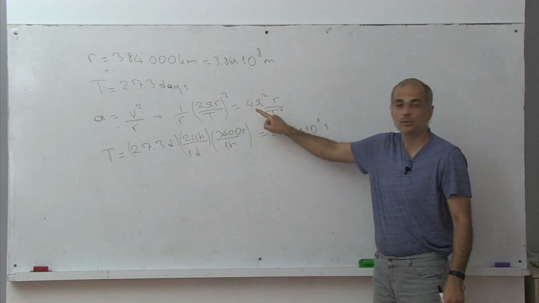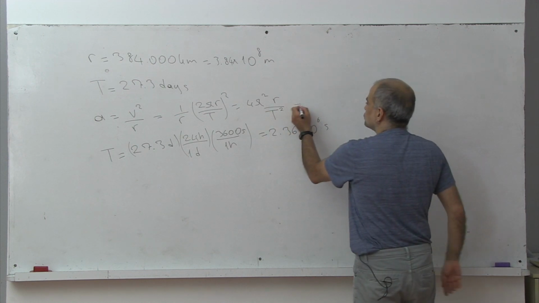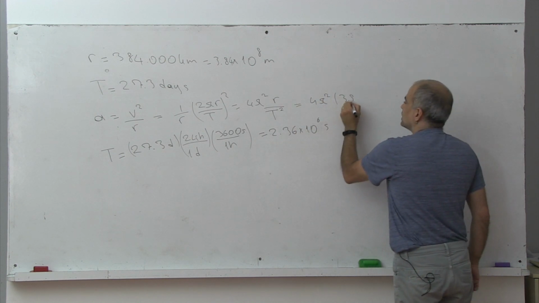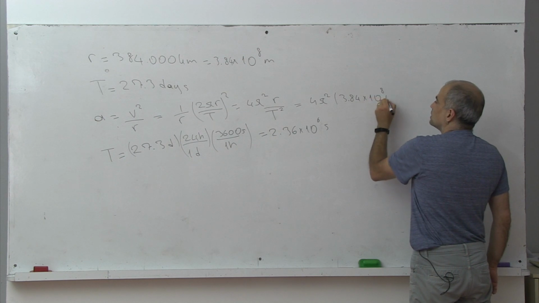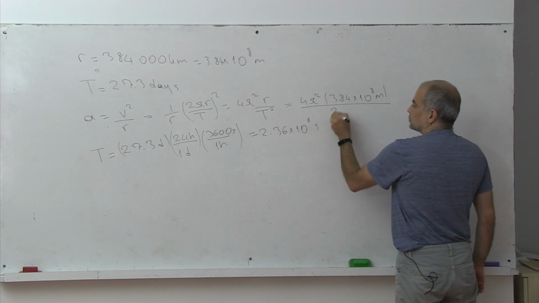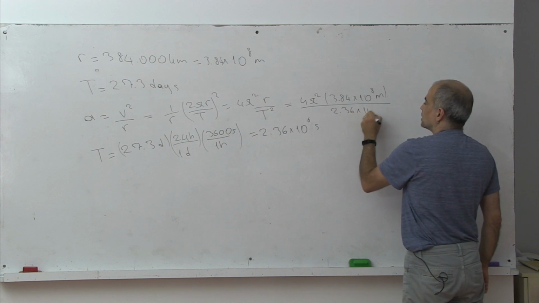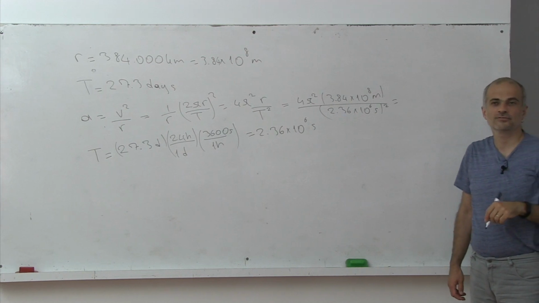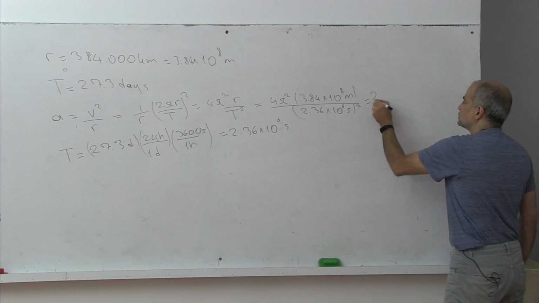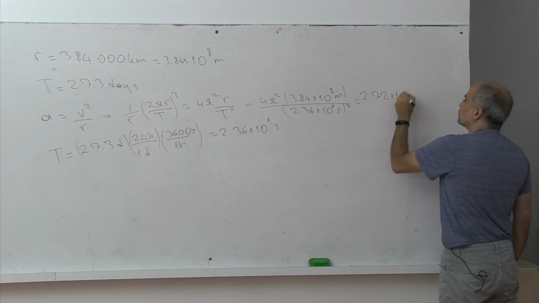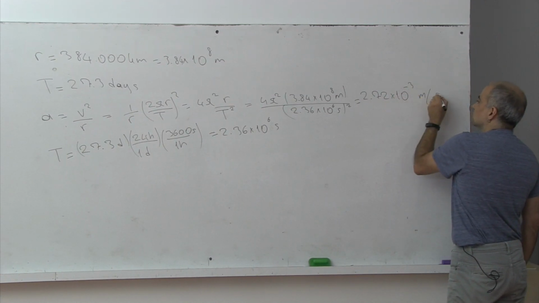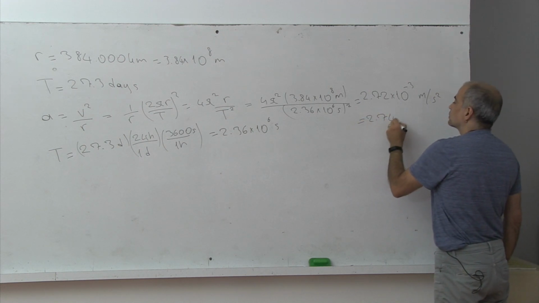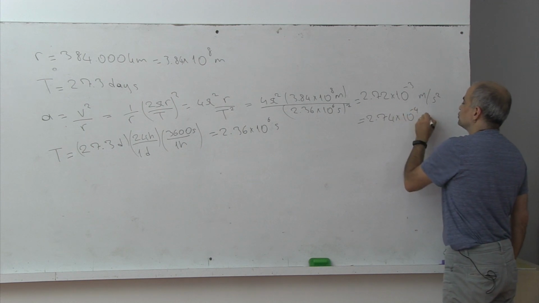So we know the radius of the orbit, we know the period of the orbit in terms of meters and seconds, so now we can calculate the acceleration. So this will be equal to 4 pi squared times the radius of the orbit, 3.84 times 10 to the power 8 meters, divided by t squared, 2.36 times 10 to the power 6 seconds squared, which tells us that the acceleration of the Moon around the Earth is 2.72 times 10 to the power minus 3 meters per second squared, which can also be written as 2.74 times 10 to the power minus 4 g.